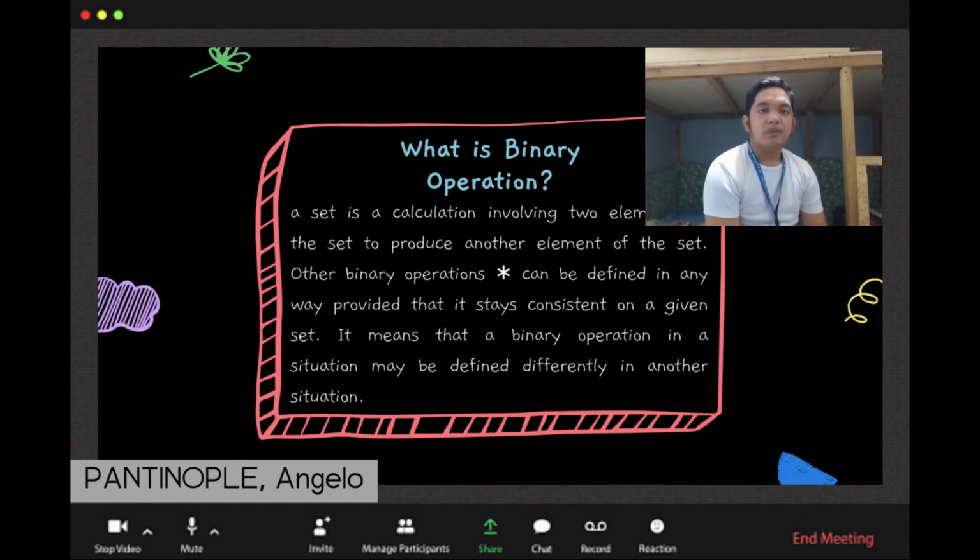So, the last element is the binary operations. This element refers to a calculation involving two elements of the set to produce another element of the set. Binary operations can be defined in any way provided that it stays consistent on a given set. It means that a binary operation in one situation may be defined differently in another situation.